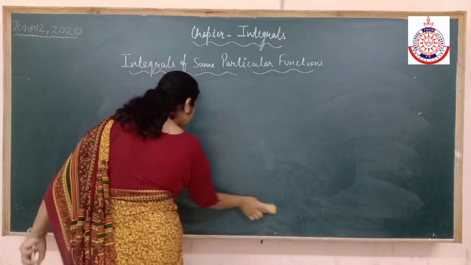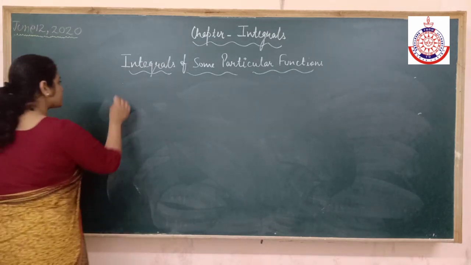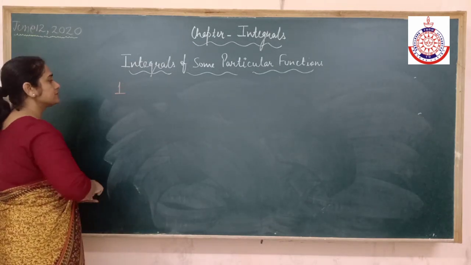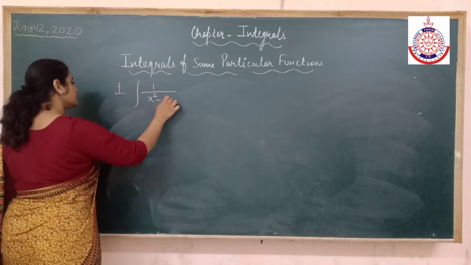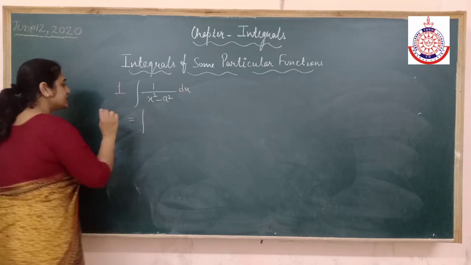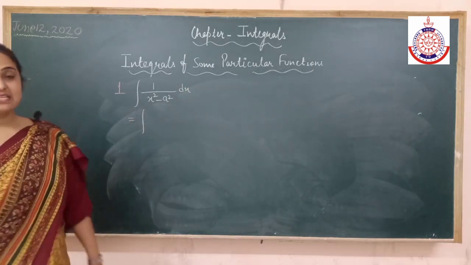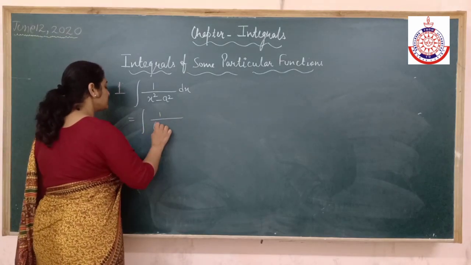Now if I talk about the first one, what was the first one? 1 upon... see, this form whenever it is x square minus a square, no? What are the factors? This is a square minus b square form.